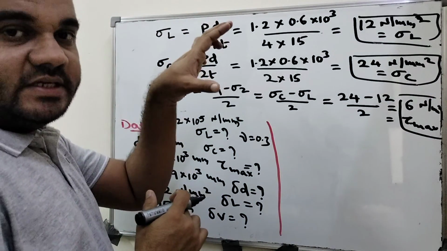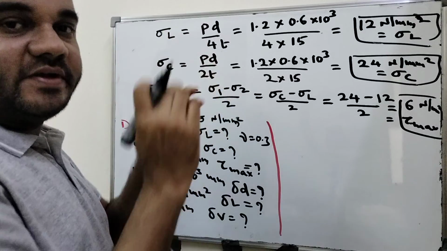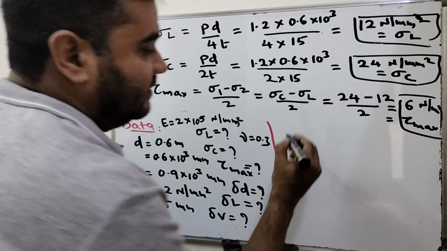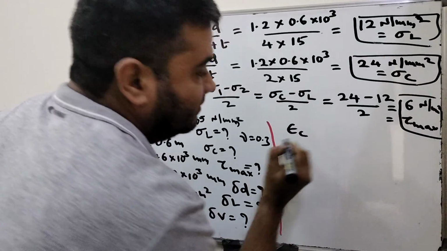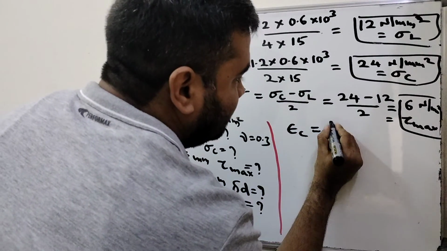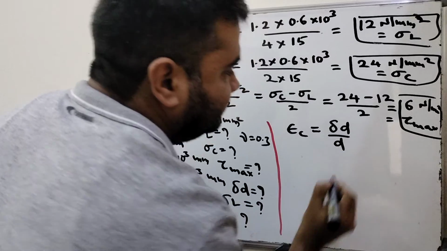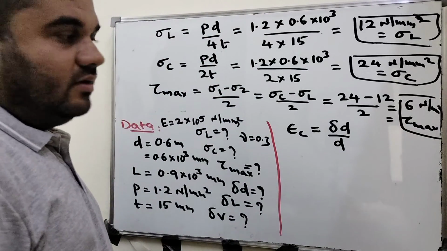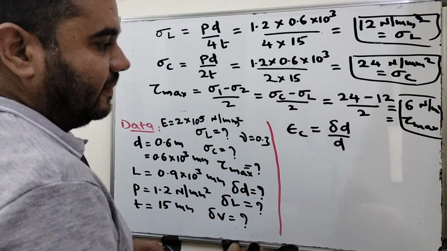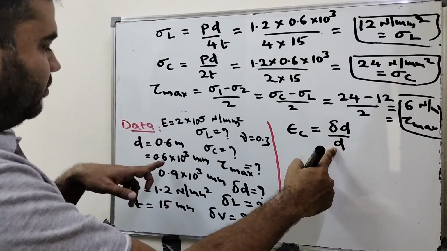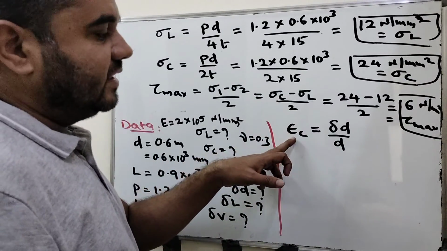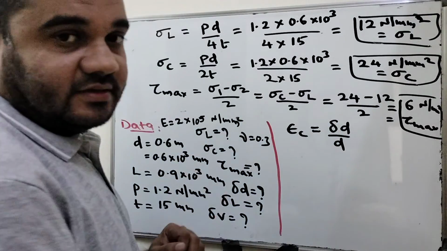So the change in diameter divided by original diameter is the circumferential strain. We know that, right? In the previous video you can check that the circumferential strain, the strain along the circumference, is equal to change in diameter divided by original diameter. Now you want the change in diameter. The diameter is already given, 0.6 into 10 raised to 3 here. Now how will we calculate the circumferential strain here, because these two are unknown data?